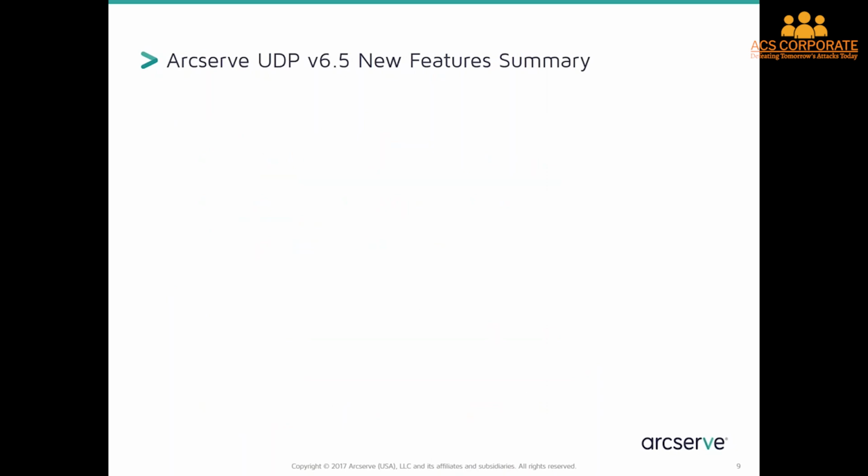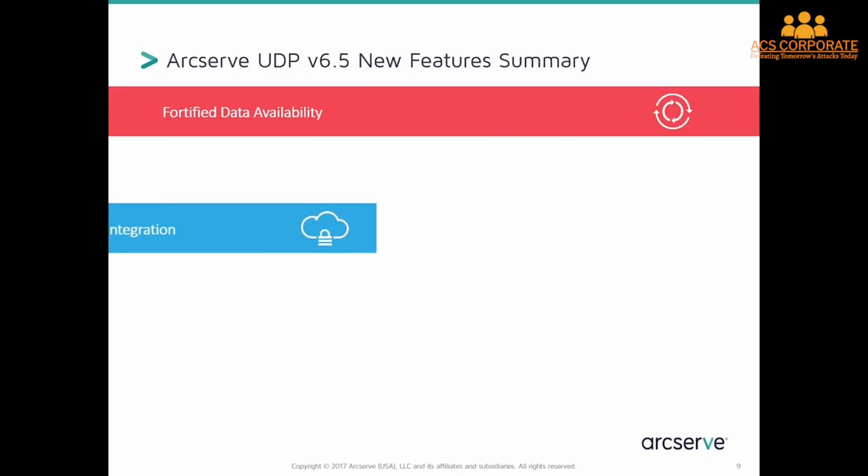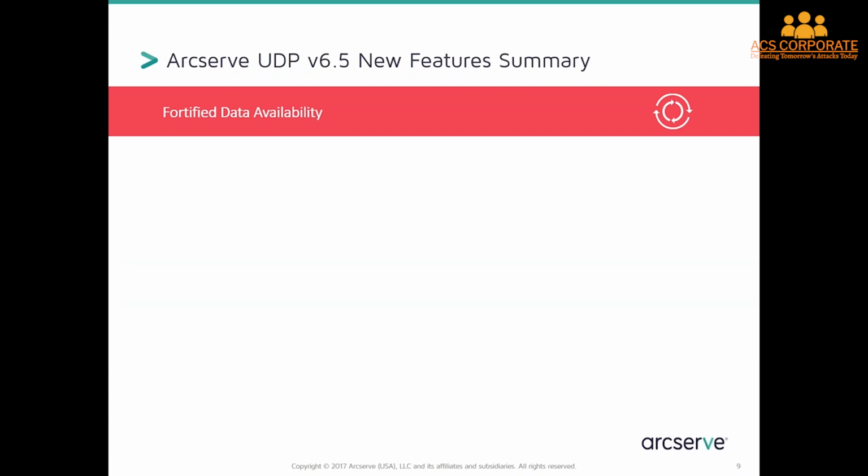So let's take a look and go through some of the new features available in UDP 6.5. The new features that have been introduced can broadly be categorized in three main areas. We can have new features in fortified data availability, we have some additional cloud integration, and we've added some capabilities in reporting and orchestration. So what does that mean? Let's take a look at this fortified data availability.